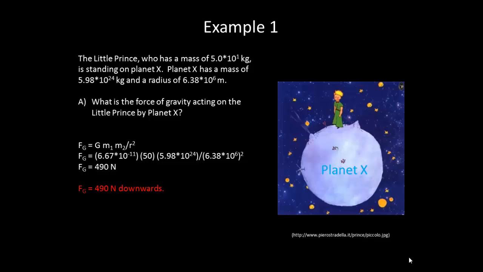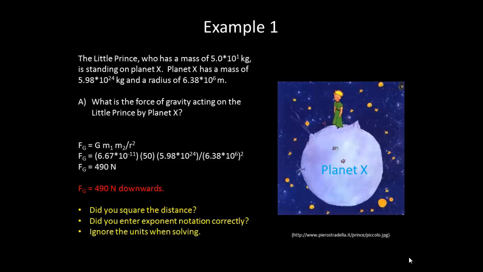So, I want you to stop for a moment, and if you had difficulty with this, there are a couple things to consider. First, did you square the distance? Second, did you enter exponent notation correctly? And third, one thing to think about doing is to ignore the units when you're trying to solve. They just kind of make things messy.